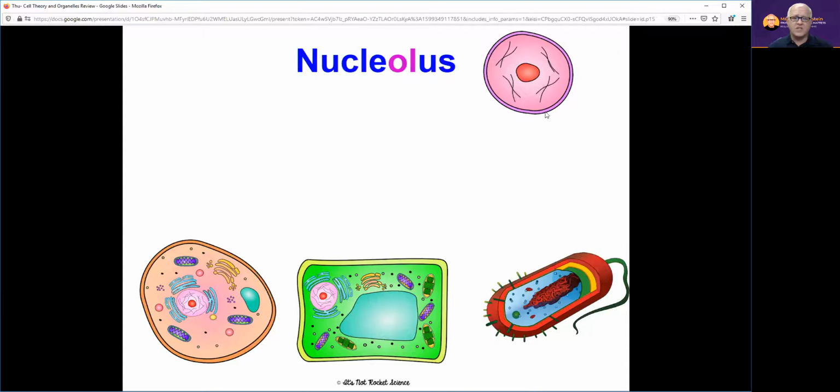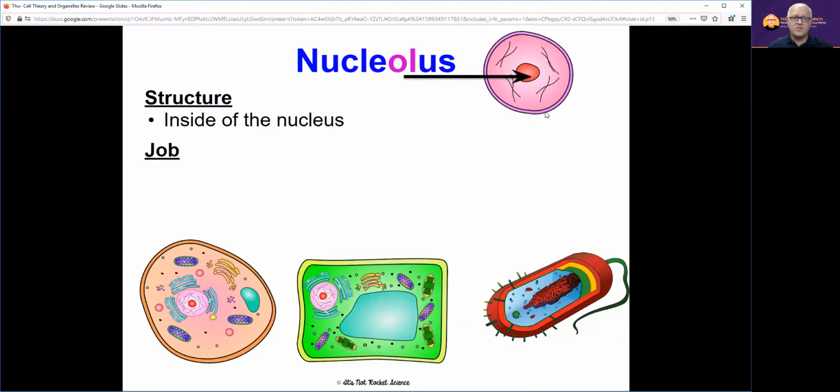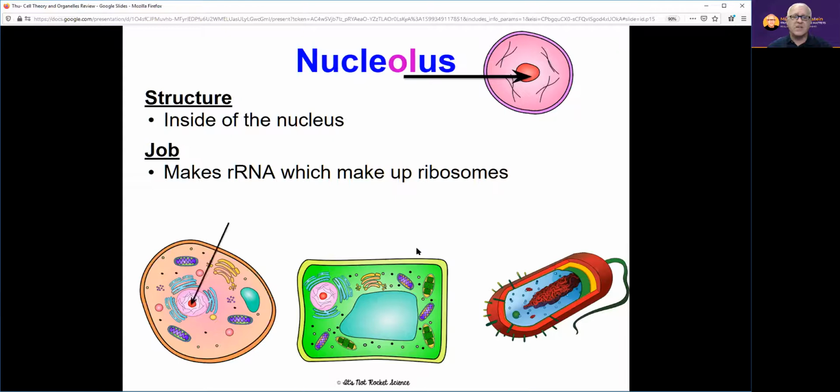The nucleolus is also found inside the nucleus, and its job is to make ribosomal RNA, which helps make up the ribosomes. You have a nucleolus in the animal cell and in the plant cell, but not in the bacteria cell.